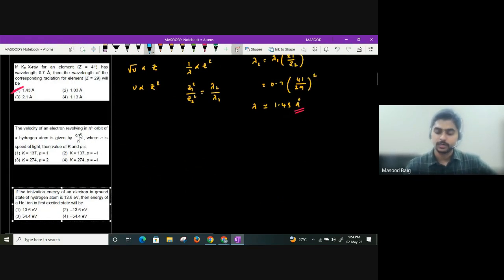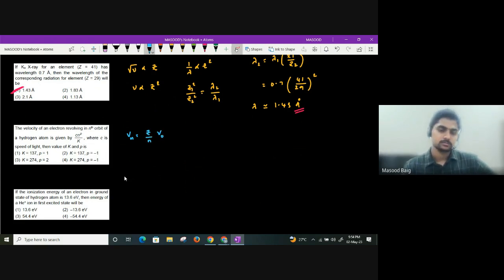Next, the velocity of an electron moving in the nth orbit of a hydrogen atom is given as c into n to the power p, where c is the speed of light. They are asking the values of k and p. In the nth orbit, the velocity, as you know, is given as Z by n times v naught. So Vn will be Z by n, and v naught will be C by 137.